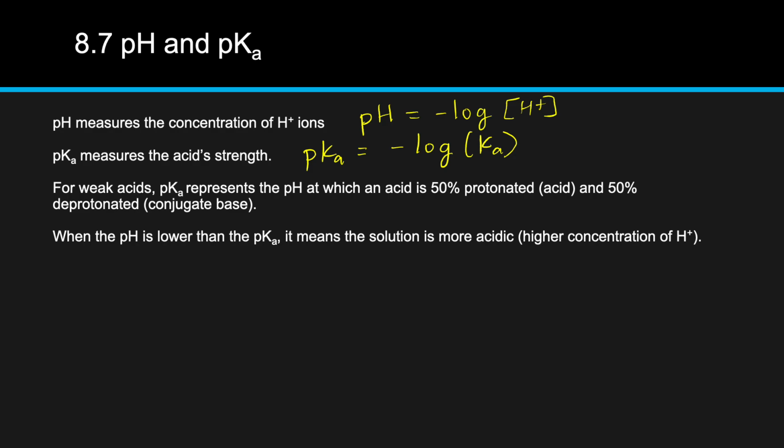So for weak acids, pKa represents the pH at which an acid is 50% in the acid state and 50% in the conjugate base state. So 50% protonated and 50% deprotonated. So that should make sense that when the pH is lower than the pKa, we have more acidic solution. And when the pH is higher than the pKa, we have a more basic solution.